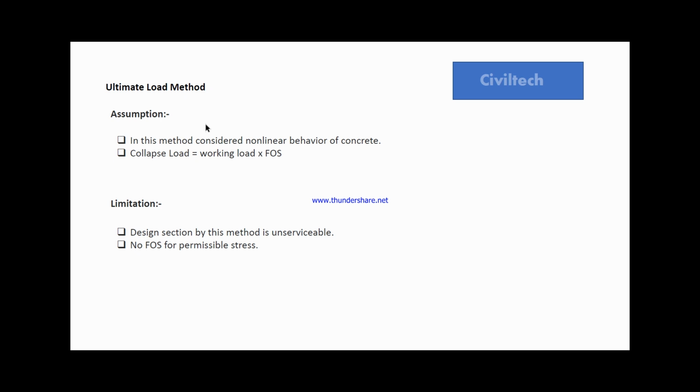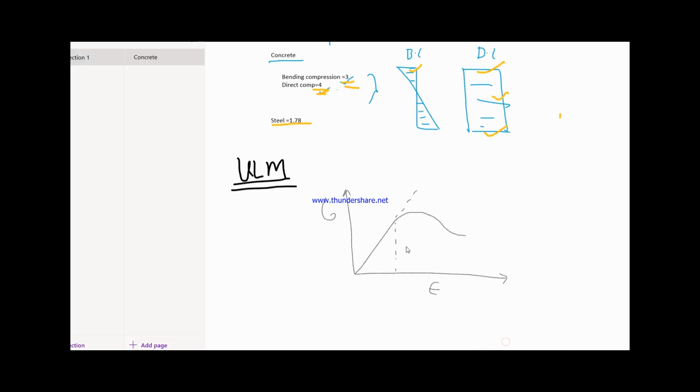Under the ultimate load method, the first assumption is that we need to consider the nonlinear behavior of concrete. It means if I draw the stress strain curve of concrete, this is the stress strain curve of concrete. Here you see, up to this point, the stress strain curve varies linearly, and after this the stress strain curve varies non-linearly.